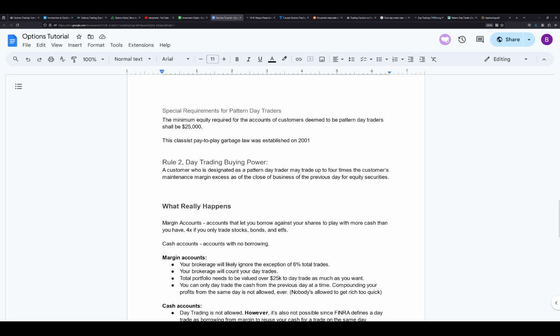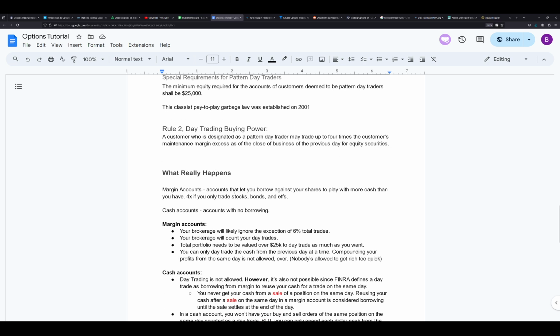Rule 2, day trading power. Apparently, even if you are okay with your 25K minimum requirement in equity, you are still limited in how much you're allowed to day trade with in a given day. So it depends on what you earned the previous day, or what you had the previous day. So actually, let me just explain with the summary I put down here.